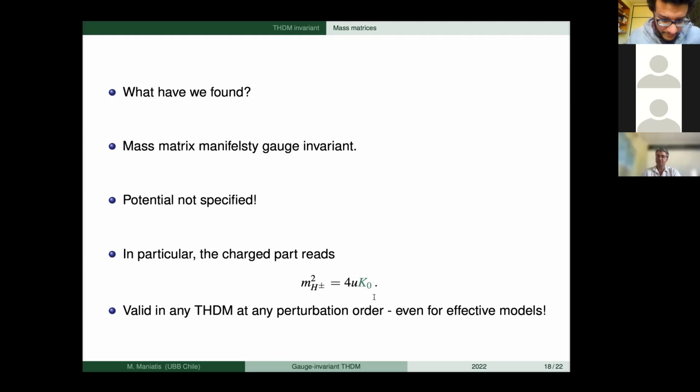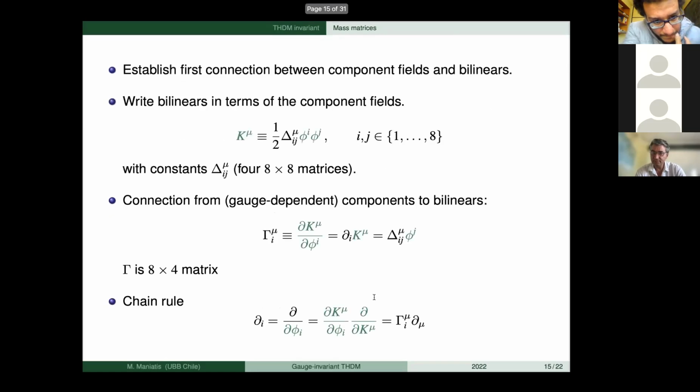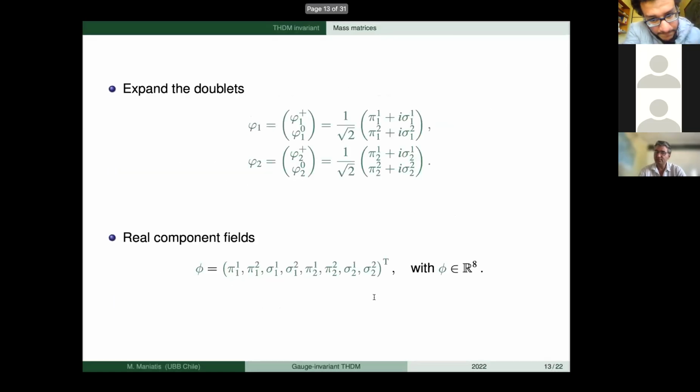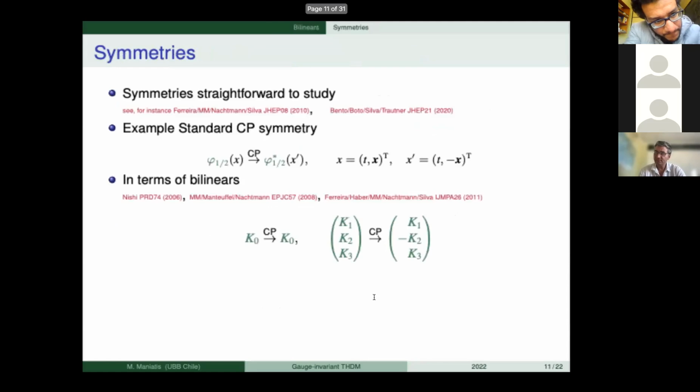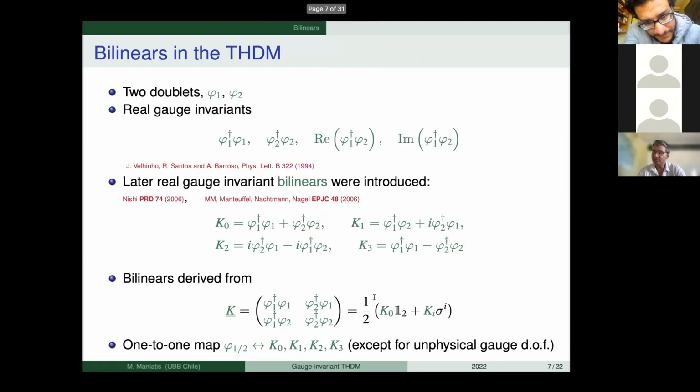More questions from the audience? Alfonso, go ahead. Thank you. Thank you for the very nice talk. I'm curious if there is a geometrical interpretation in terms of the manifold of the group, for instance, of the gauge group.